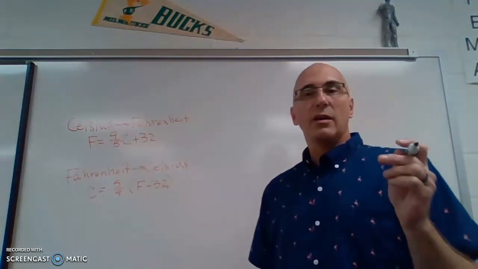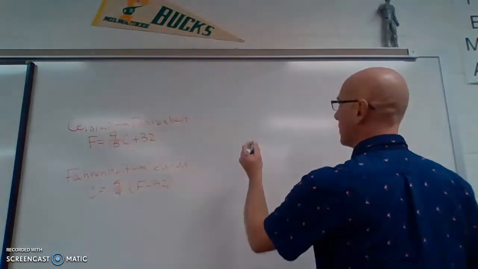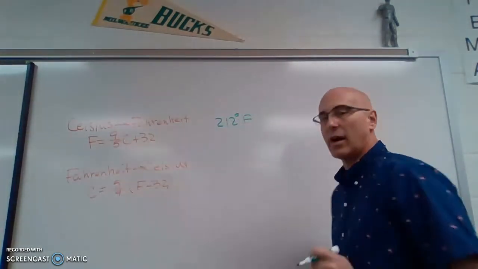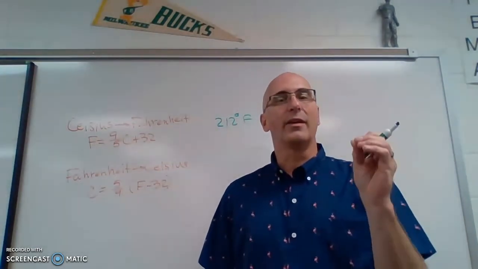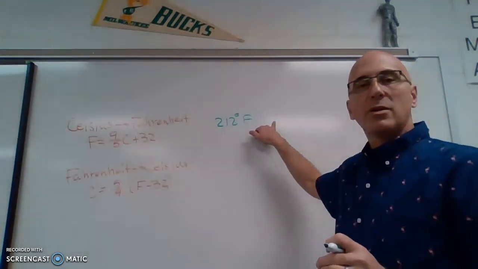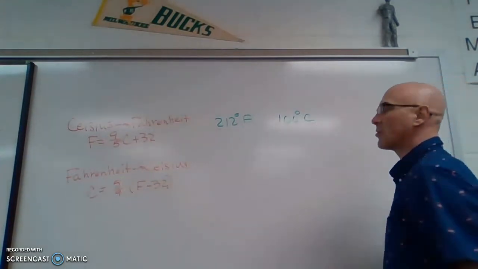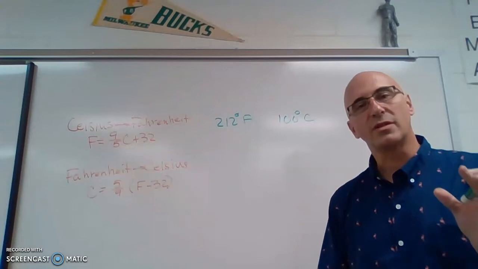Let's just take the boiling point of water. Water boils, okay, at 212 degrees Fahrenheit. So you have to get it up to 212, and then it'll start to boil. If I were to do the same thing measuring in Celsius, it is 100 degrees Celsius. Okay, so it's just a different scale.